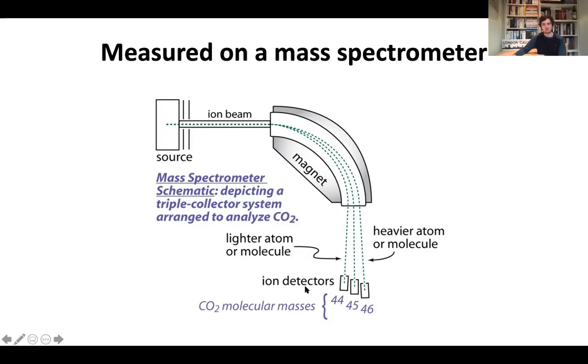Then you're measuring these different masses in things called ion detectors at the end, and from that, in this case, you'd be able to do some maths and calculate what the carbon isotope ratio is, what the oxygen isotope ratio is.